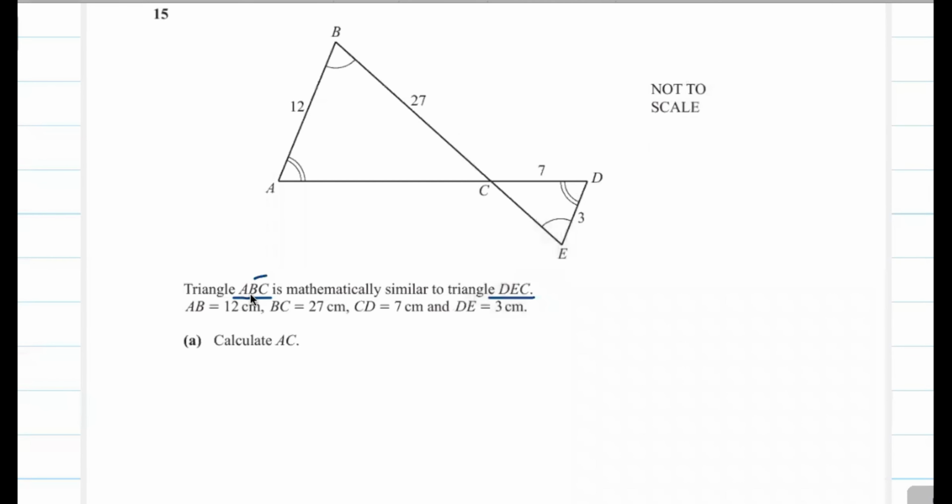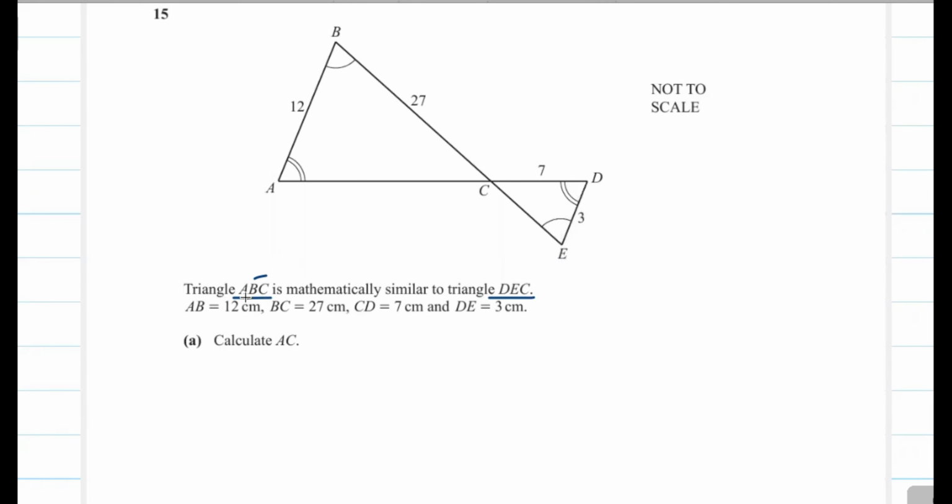Question 15. Triangle ABC is mathematically similar to triangle DEC. AB equal to 12, BC equal to 27, CD equal to 7, and DE equal to 3 centimeters. Calculate AC. You see here the triangle ABC is similar to triangle DEC. When two triangles are similar, then the corresponding side ratios of these triangles will be equal.